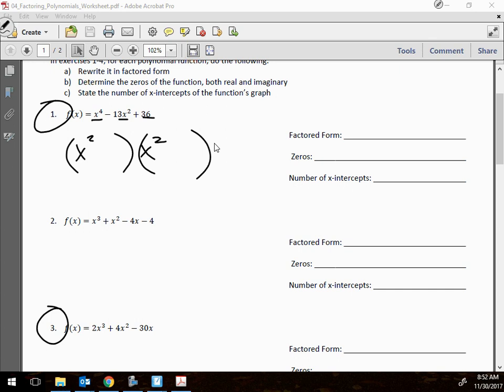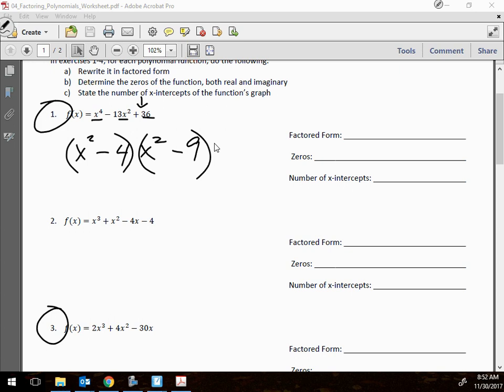36 is a beast because there's a lot of things that go in it, but anybody found it yet? 9 times 4 makes 36, and a 9 and a 4, can they make a 13? I think a 9 and a 4 could make a 13. Okay, so it's probably a 9 and a 4. Oh, and that's going to work really nice too, because one of them is going to be a perfect square. But anyway, one of them's negative. Which one's probably negative? The bigger one or the smaller one? Both. Why? Because I need 2 negatives to multiply to make this positive 36.